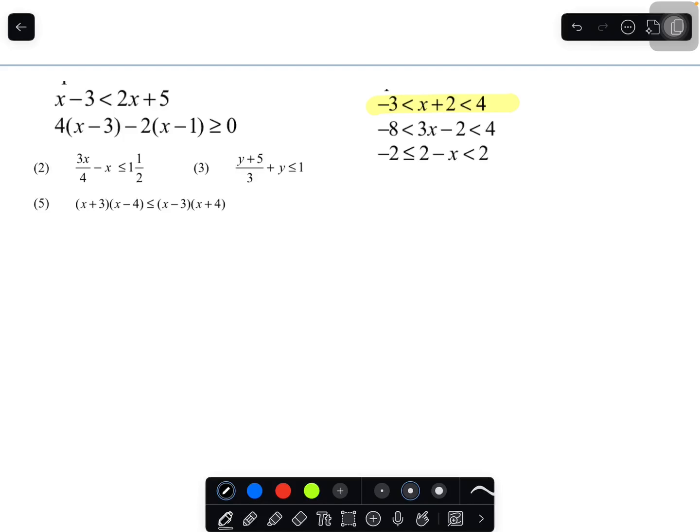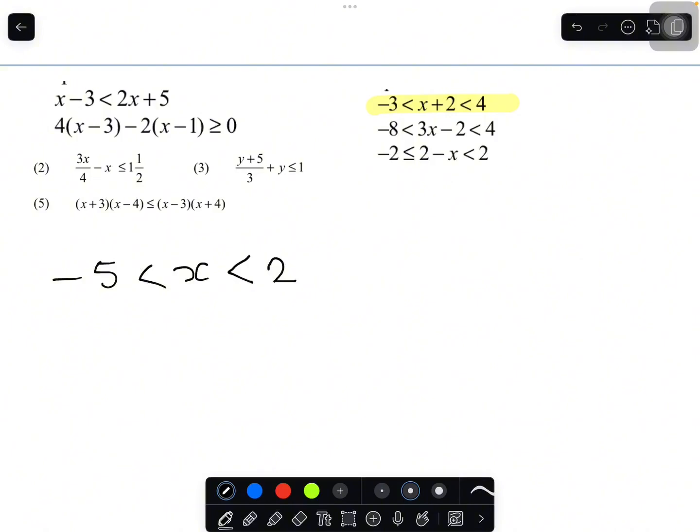So here I'm going to move this 2 on both sides, and it's going to become negative 2 for both sides. So I'll end up having negative 5 is less than x, but x is less than 2.